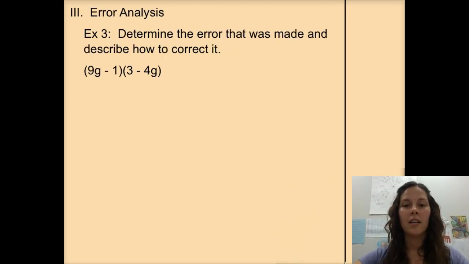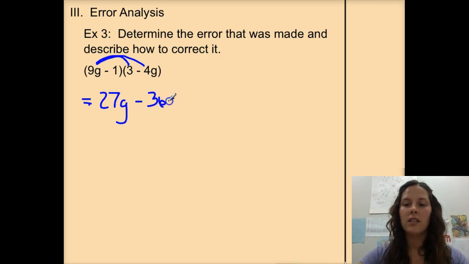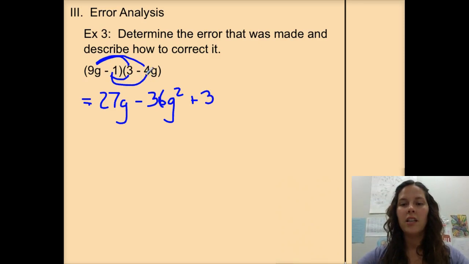And finally, our error analysis. I'm going to make a mistake on this one, see if you can catch it. Starting off, I'm going to distribute my 9g to my 3, and I get 27g. 9g times 4 gives me a negative 36g squared. Then I'm going to distribute my 1 to the 3, and I get 3. And 1 times 4g is the negative 4g.